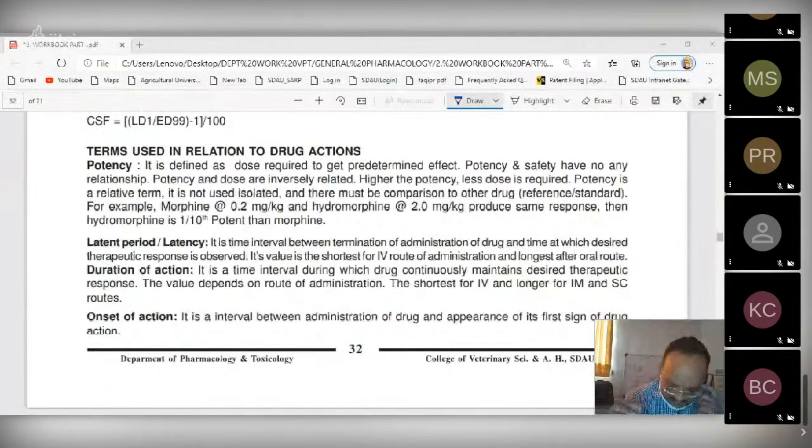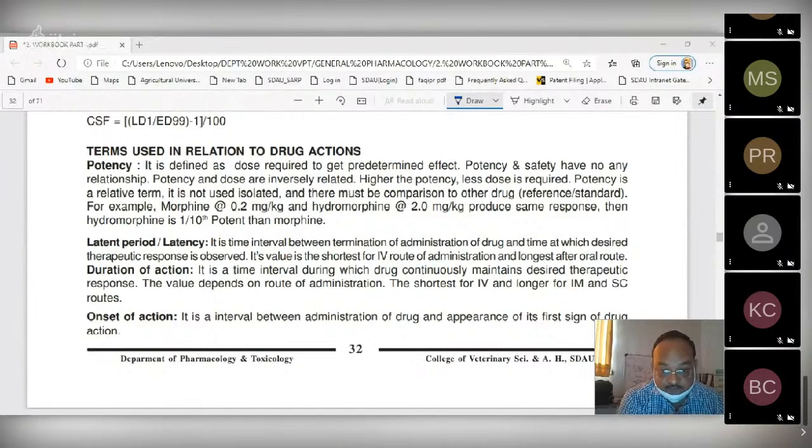This is the first statement. Another statement is that B is 10 times more potent than drug A, because 1 milligram of B produces the equal response of 10 milligram of A. So potency and dose are inversely related. That means if you increase the dose, potency will decrease. If you decrease the dose, potency will increase. We'll try to understand that with the help of the dose response curve in the later part of the discussion.